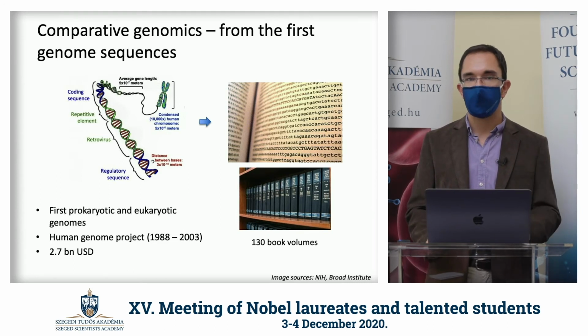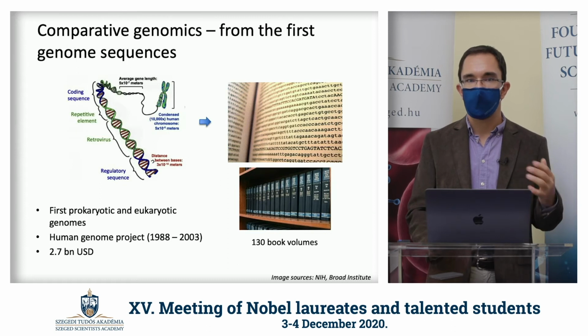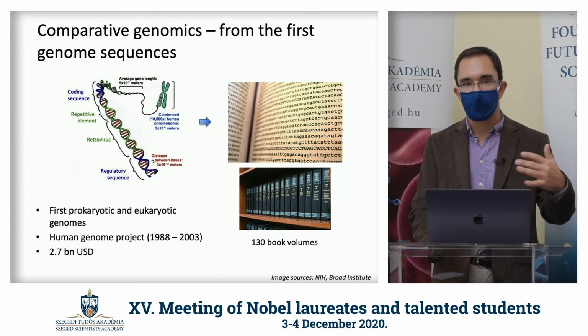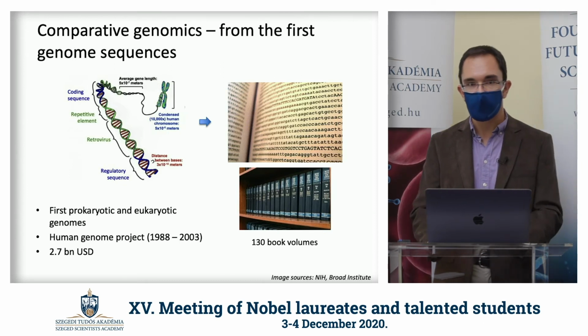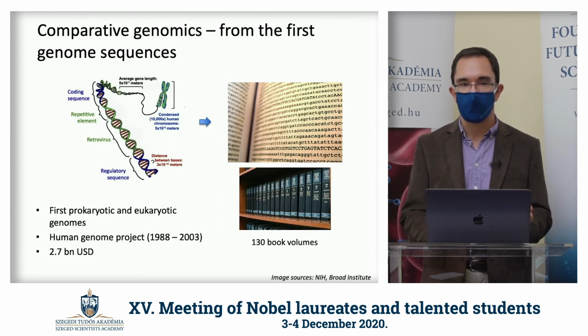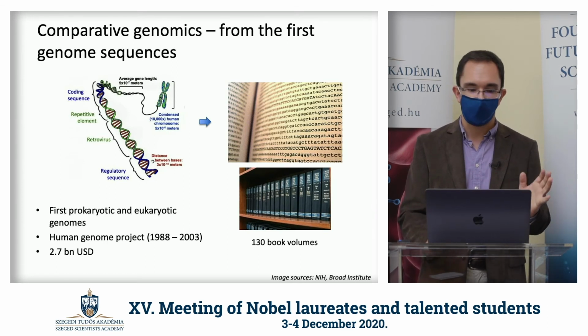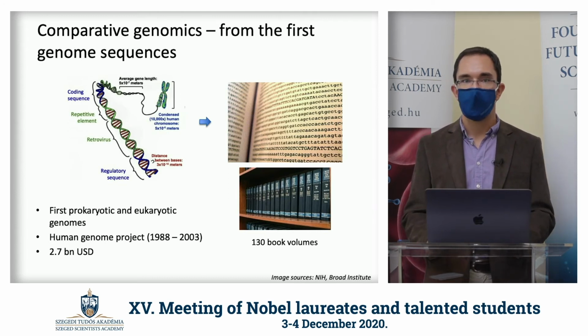So one of the first genomes, or some of the first genomes, were prokaryotic and eukaryotic microbes. These belong to model organisms like Escherichia coli or Saccharomyces cerevisiae. But soon after, the Human Genome Project also started. This was a humongous undertaking which took some 15 years to complete, and it cost around $2.7 billion at the time. So it's a really huge project that basically resulted in cracking the DNA code of the human species.